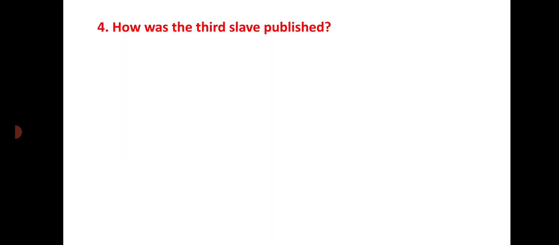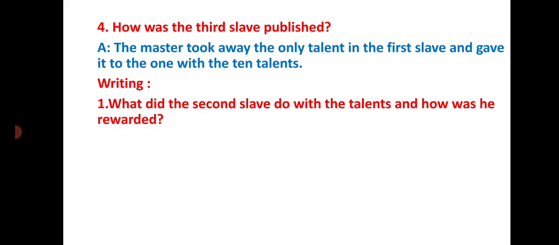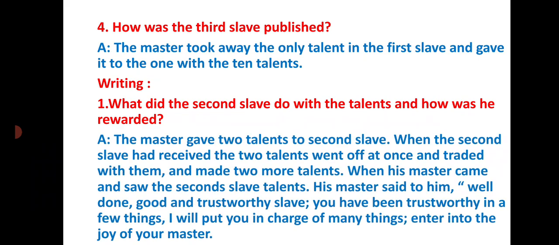How was the third slave punished? The master took away the only talent from the third slave and gave it to the one with the 10 talents.